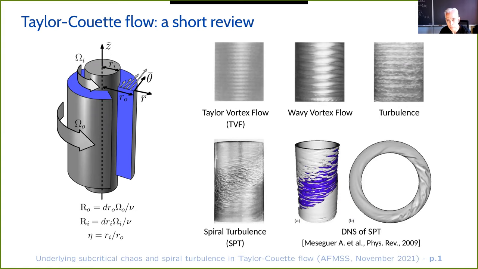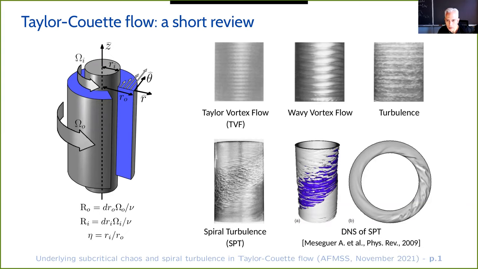But the most intriguing structure, an open problem in fluid mechanics, is the appearance of what we call spiral turbulence. This kind of pattern appears in counter-rotation, when the outer cylinder and the inner cylinder have opposite signs in angular velocity. This kind of structure was already pointed out by Richard Feynman in the 60s. And this is a pattern that was for the first time computed in 2009. Here you have a numerical simulation of this spiral turbulence where we are representing vorticity.